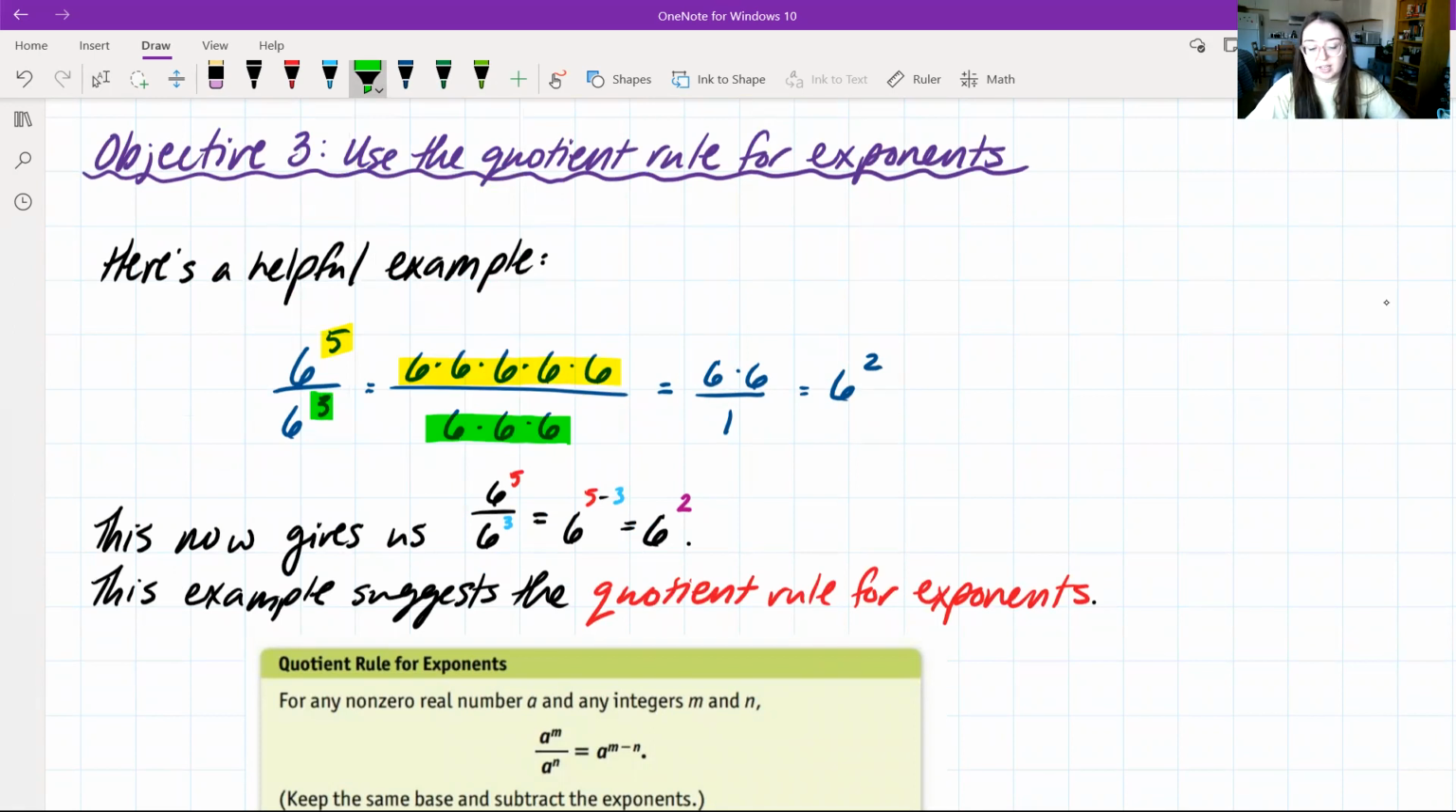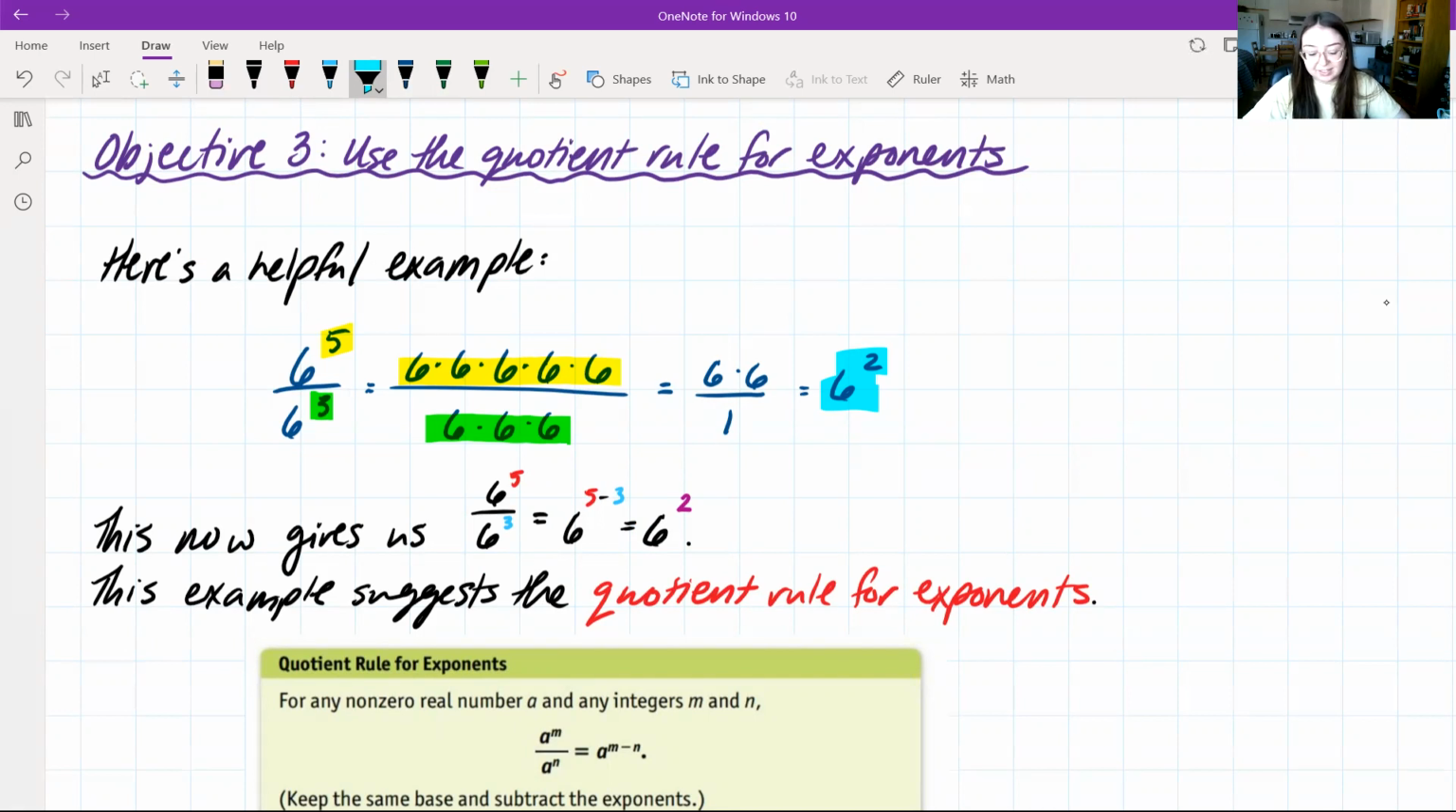So what we see here is that we have 5 factors of 6 on the top and 3 factors of 6 on the bottom. This means that 3 of our 6's on the bottom and 3 of our 6's on the top are all going to cancel out with each other. That's going to leave us with 6 times 6 divided by 1, which is equal to 6 to the power of 2. So 6 to the power of 5 divided by 6 to the power of 3 is the same thing as saying 6 to the power of 5 minus 3, which is equal to 6 to the power of 2.